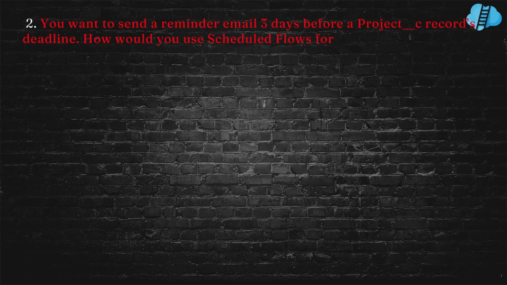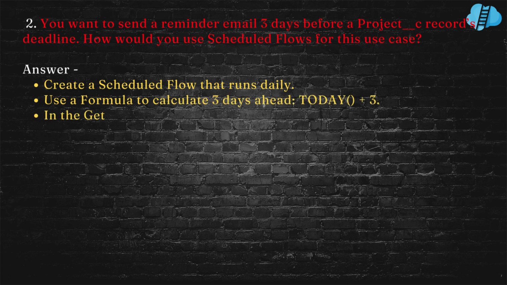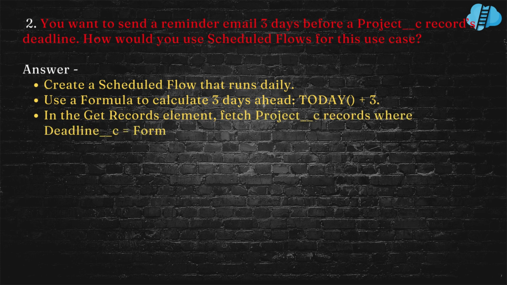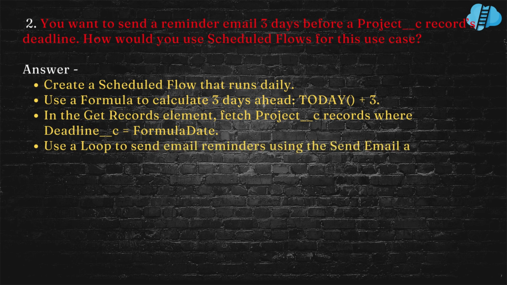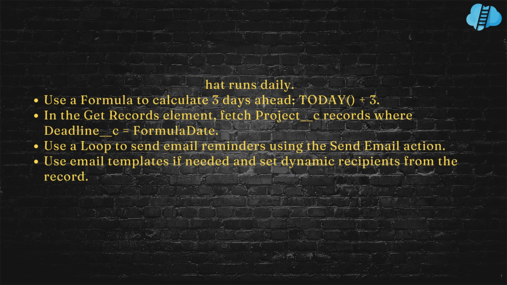2. You want to send a reminder email 3 days before a project__c record's deadline. How would you use scheduled flows for this use case? Answer. Create a scheduled flow that runs daily. Use a formula to calculate 3 days ahead, today plus 3. In the getRecords element, fetch project__c records where deadline__c equals formula date. Use a loop to send email reminders using the send email action. Use email templates if needed and set dynamic recipients from the record.